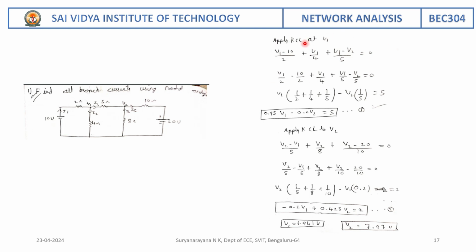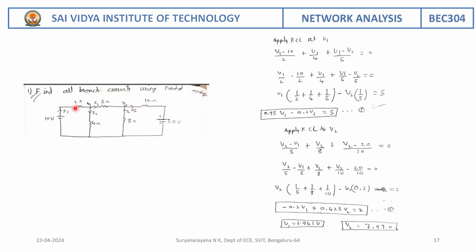Equations are written using Kirchhoff current law, that is, current entering the node is equal to current leaving the node. Therefore, we observe in this network there are three nodes: two main nodes, wherever I am pointing, V1 and V2, and this will be the reference node. Therefore, here we are going to write the Kirchhoff current law at nodes V1 and V2. So at node V1, what are the currents entering? It is nothing but V1 minus 10 divided by 2.